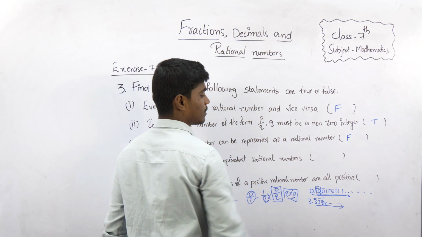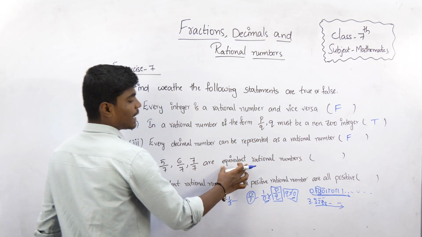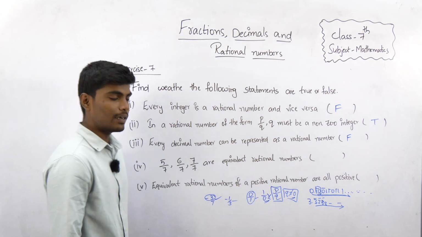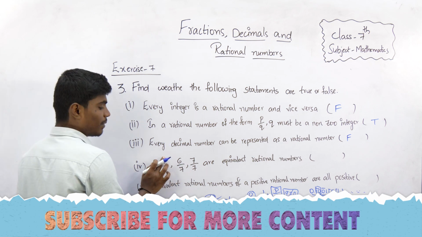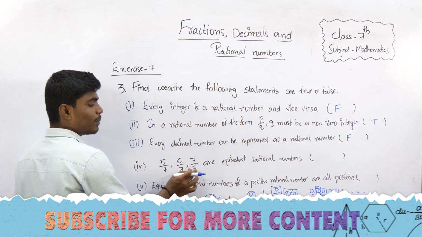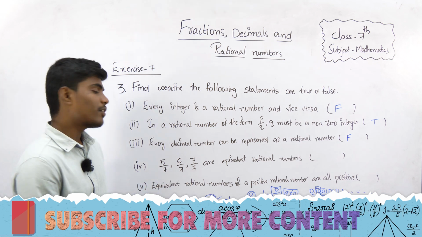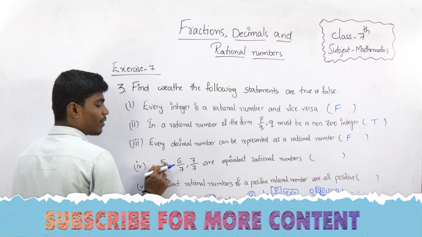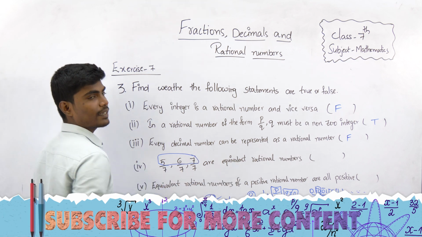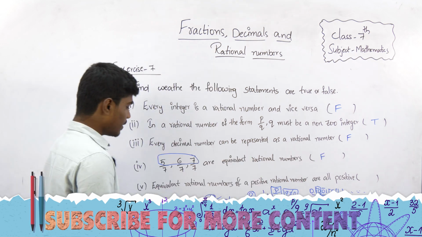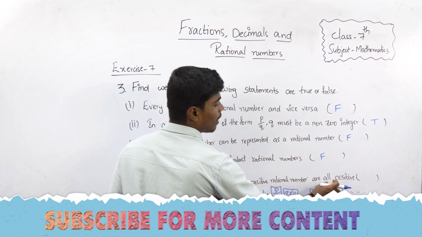Next: 5/7, 6/7, 7/7 are equivalent rational numbers. See here, the denominators are the same, 7, 7, 7. Coming to the numerators, 5, 6, 7, these are not the same. So these are not equivalent rational numbers. So false.